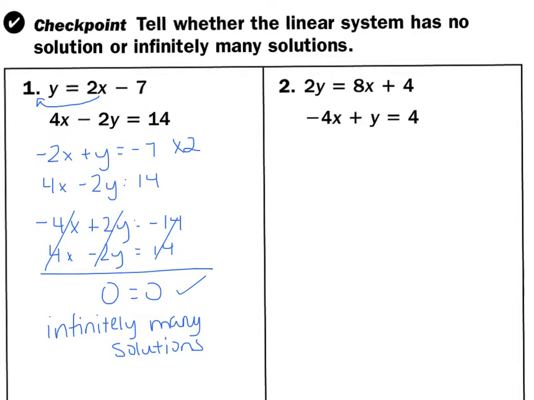For number 2, I'm going to do the same thing. I'm going to move the 8x over to the left side, which is going to leave me with negative 8x plus 2y equals 4. I have negative 4x plus y equals 4. I'm going to multiply the second equation by 2.